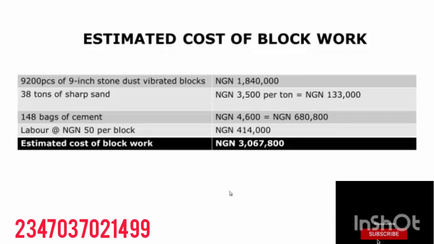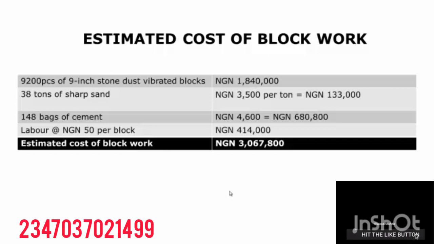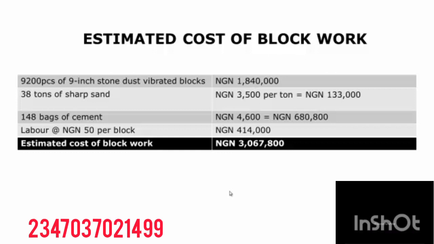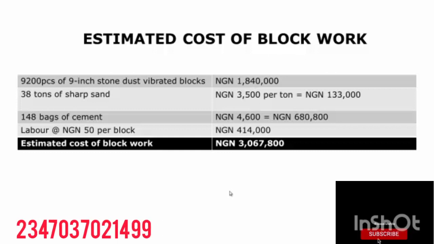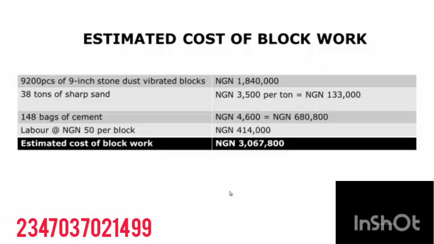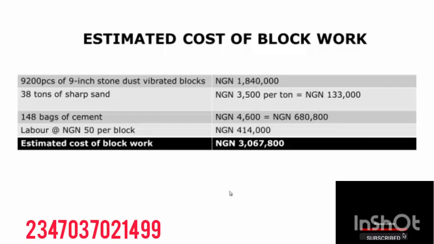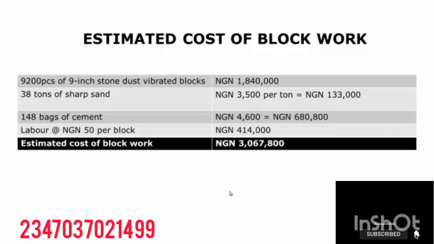Okay, estimate cost of block work. Now we are in the block work section. On this block work, we have to use the 9 inches stone block, which is about 9,200 pieces, which is about 1,840,000. We also use 38 tons of sharp sand, which is about 3,500 per ton. That is a total of 133,000 naira. Then 148 bags of cement, which is a total of 680,800. The total amount here for the block work is about 3,067,800.